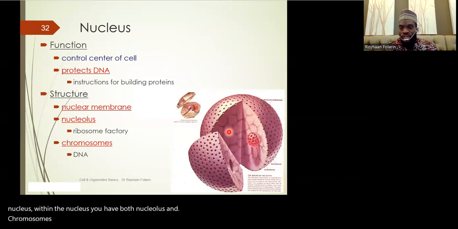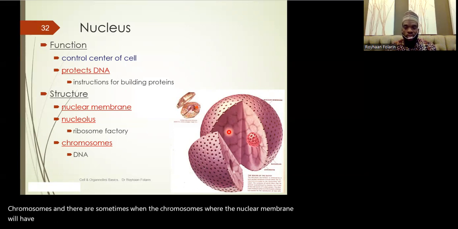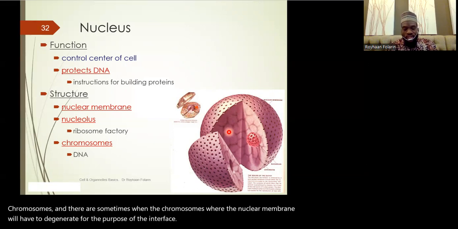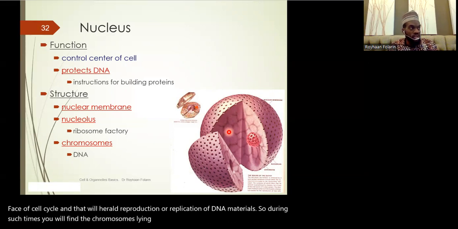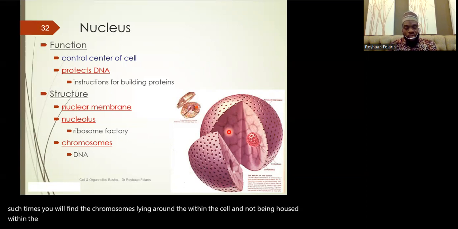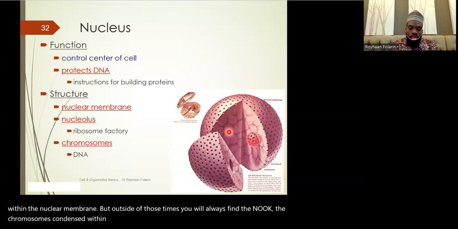And there are some times when the nuclear membrane will have to degenerate for the purpose of the interphase of the cell cycle, and that will herald reproduction or replication of DNA materials. So during such times, you will find the chromosomes lying around within the cell and not being housed within the nuclear membrane. But aside from those times, you would always find the chromosomes condensed within the nucleus.